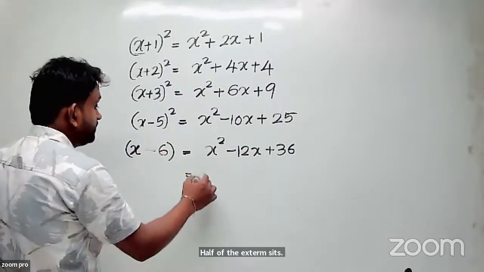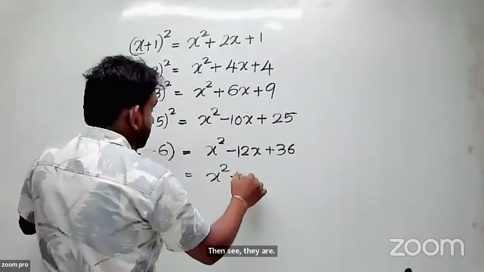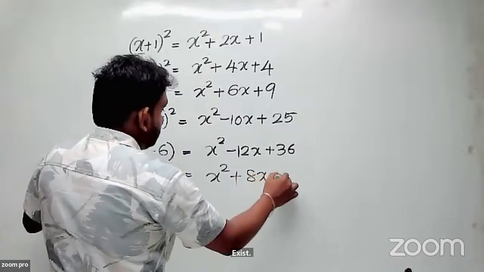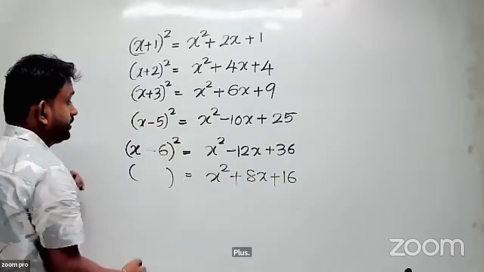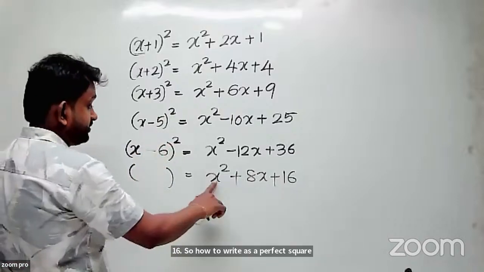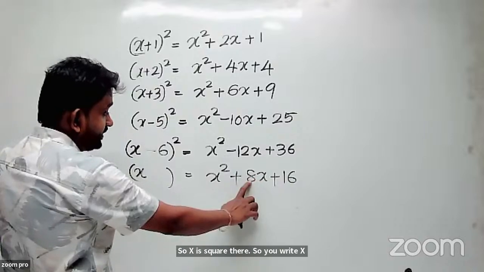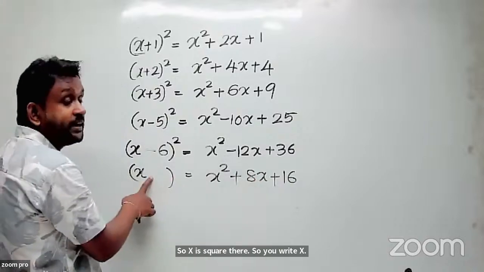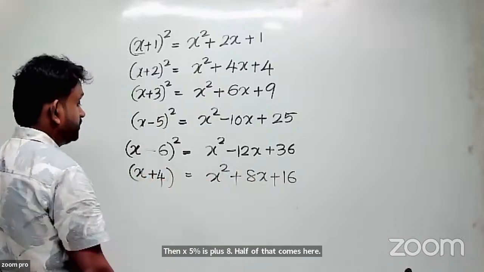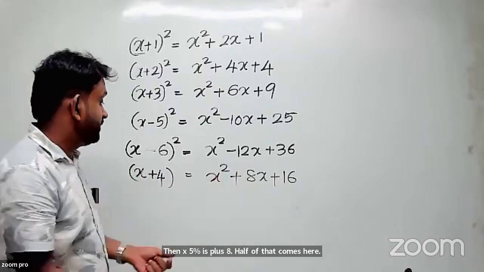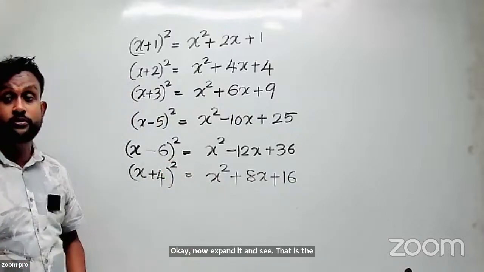Then see x squared plus 8x plus 16. How do we write it as a perfect square? x squared is there, so you write x, then the x coefficient is plus 8, half of that comes here, so plus 4. Now expand it and see that it is the perfect square. You can see how it comes.